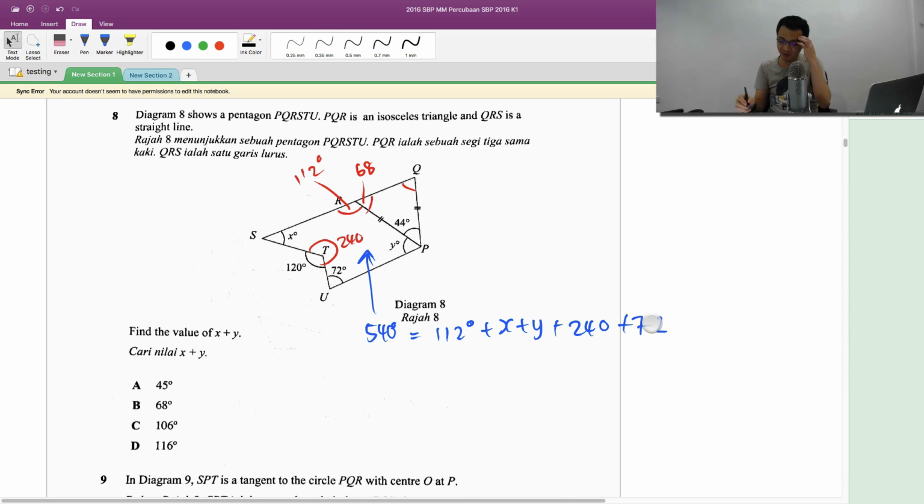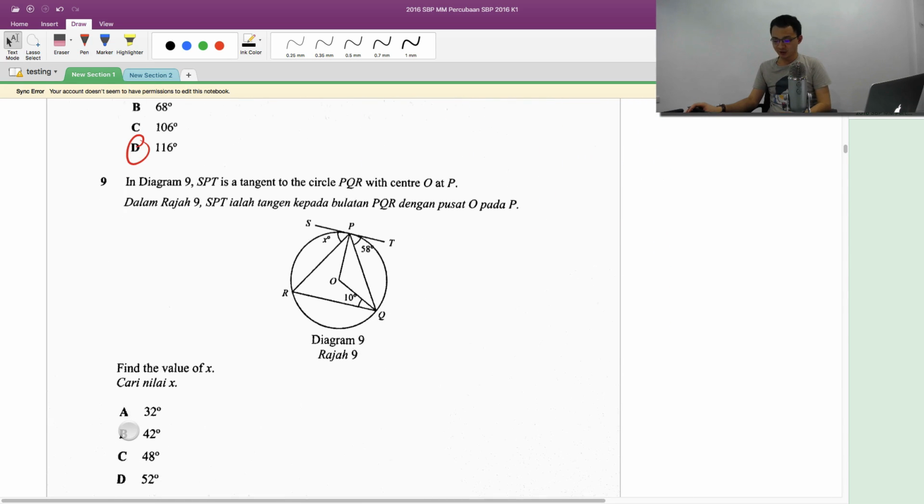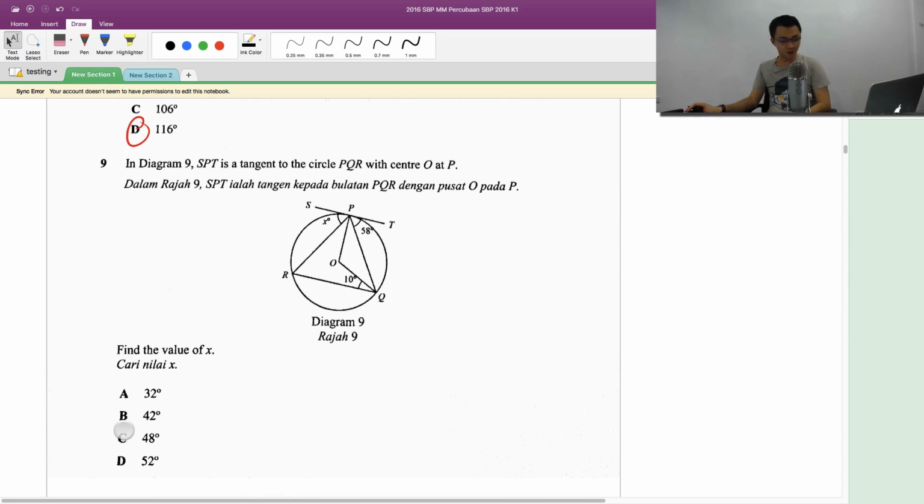The question asks me to find x plus y, so I will move the other angles to the other side. It's just minus 112, minus 240, and minus 72. So I should get x plus y equals 116. Okay, bonus mark. For this one, you will need to understand how to find x.